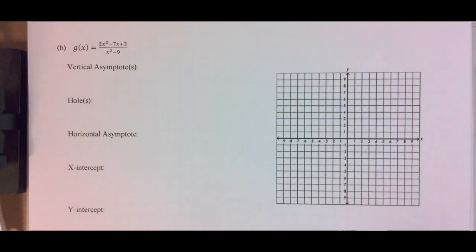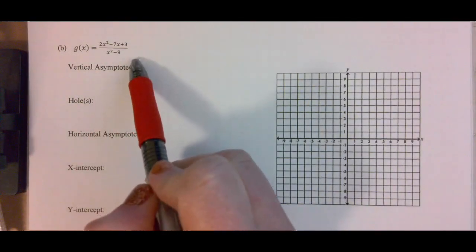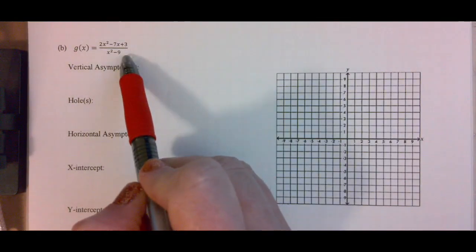All right, so here again, I see my function. It looks a little bit more complicated. I see a polynomial over a polynomial. So I first have to factor this out.